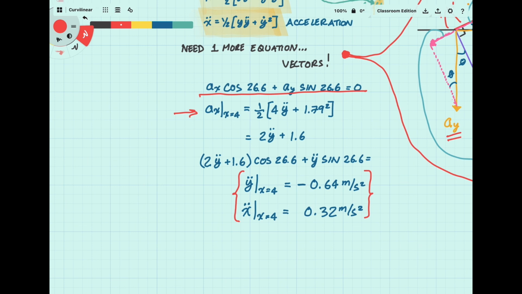We know at x is 4, y is 4, and we have the velocity there, and y is known. That gives us ax at x equal to 4 in terms of ay. And then we plop that into our vector expression that was just found. Now the only unknown is y double dot, which we can solve for as minus 0.64. And x double dot is 0.32.